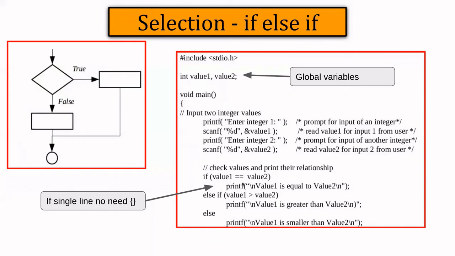Here, if value 1 is equal to the value, check whether value 1 is equal to 0. Else if value 1 is greater than value 2, else otherwise this will print.